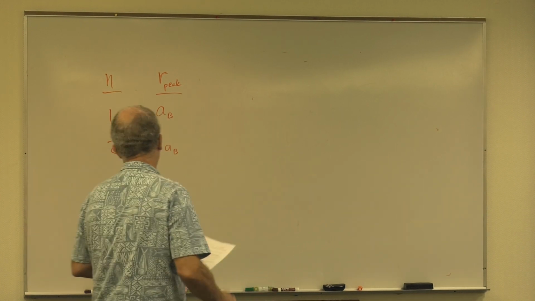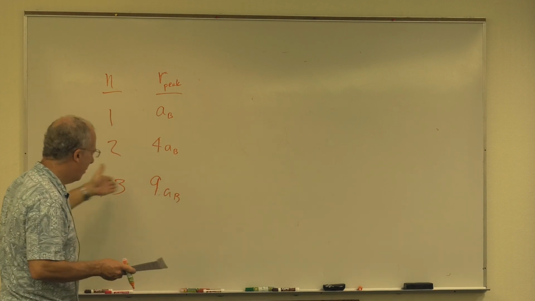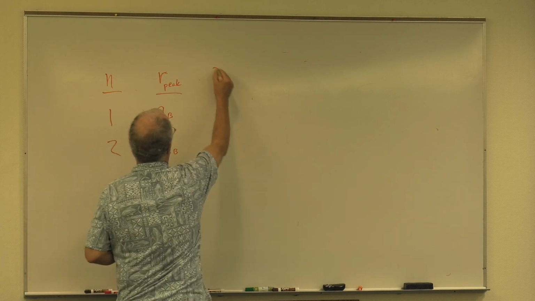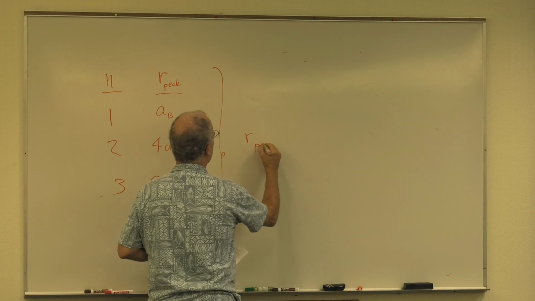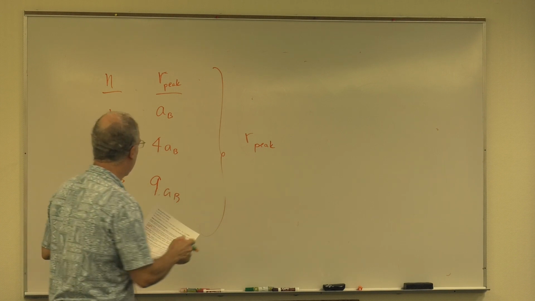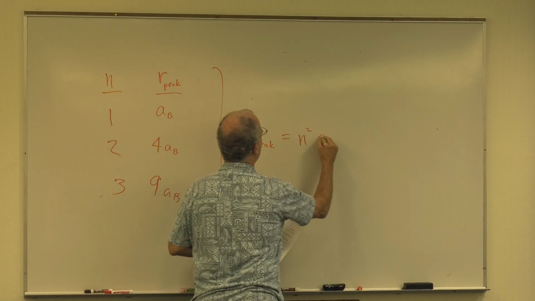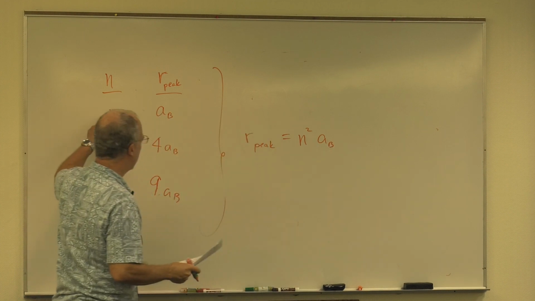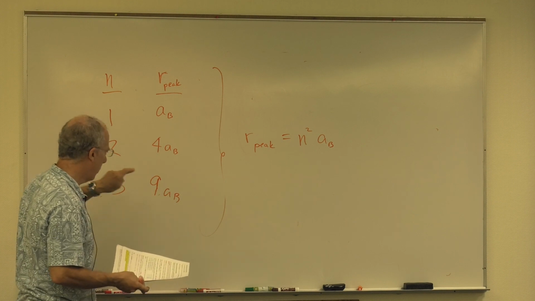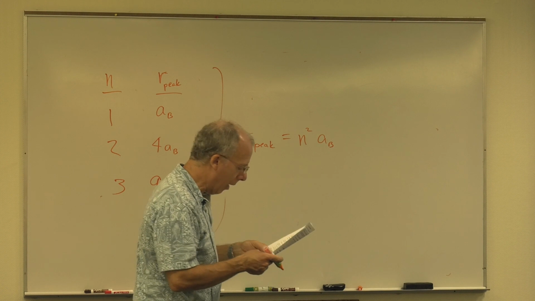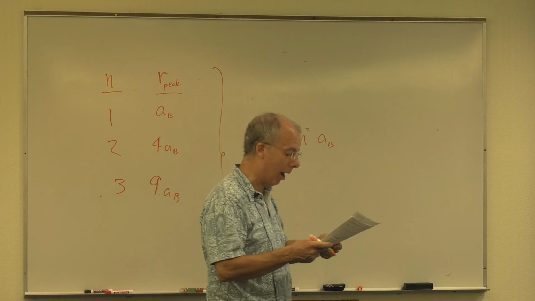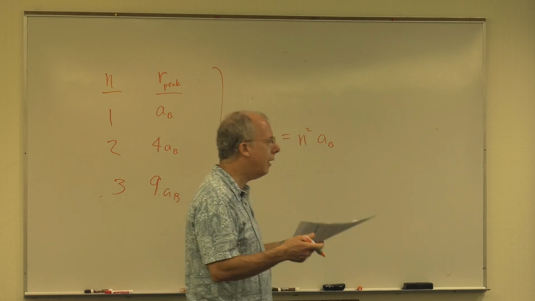Now, do you see a pattern? Look at that. I hope so. What's the pattern? The R with maximum probability, that's what I mean by r peak, equals n squared times the Bohr radius. n equals 1, n squared is 1; n equals 2, 2 squared is 4; n equals 3, 3 squared is 9. Now, where have we seen something like this before? The Bohr model, right? Whoa, how did he get it?